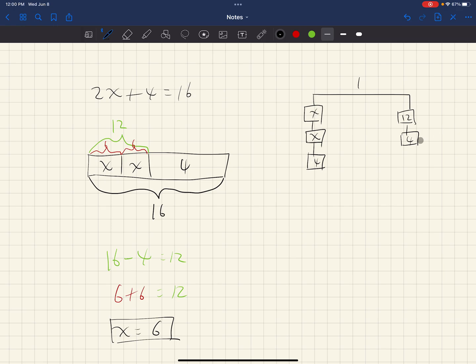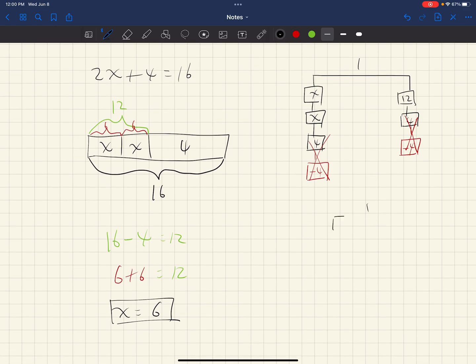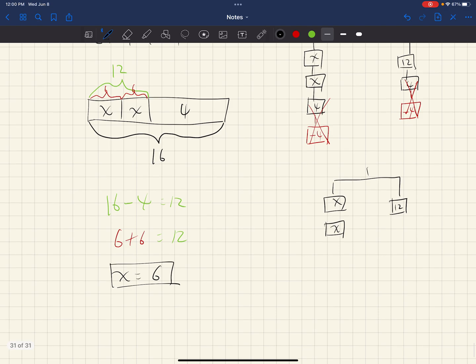So how do I get rid of this 4? What I'm going to do is subtract 4 on both sides. Subtract 4 here. Then what happens? 4 minus 4 cancels out because that's 0. So now I have 2x is equal to 12. So I can redraw this and have x and x like this, and then 12.